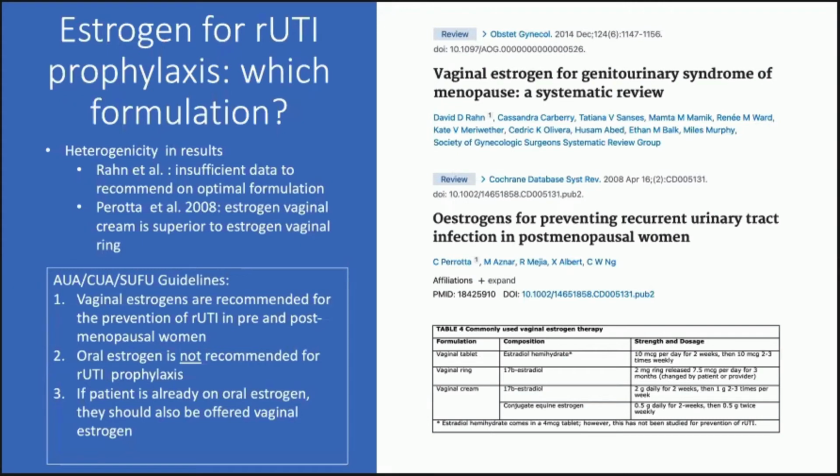So when it comes to deciding what the best formulation is, there's a lot of heterogeneity in the data across different trials. There was a systematic review conducted by Ron and colleagues, and they reported that there was insufficient data to recommend one formulation over the other. But then a Cochrane review did suggest that perhaps a vaginal cream is preferred to vaginal rings.